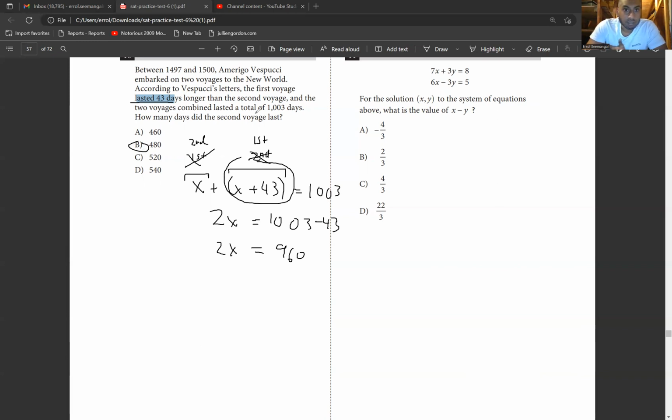And the 2 voyages combined lasted a total. How many days did the second voyage last? Yeah, the second one is just the x, so 480. Sometimes they may ask you for the first one, but they're asking you for the second one. Okay.